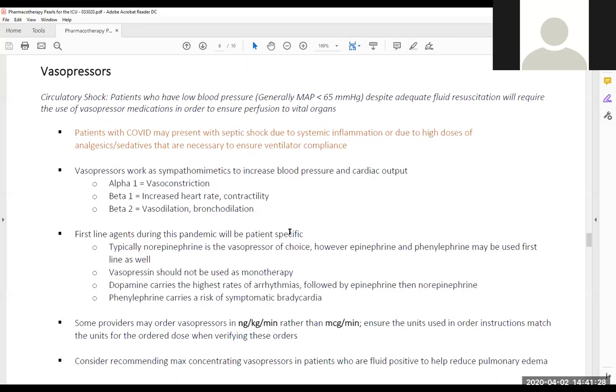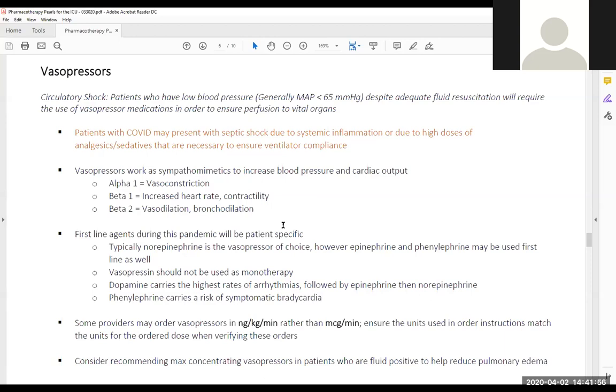Now, we also have vasopressors, which most of you are familiar with. We use these in hemodynamic shock. Oftentimes, you'll probably see these a lot if you've cared for ICU patients before for things like septic shock or cardiogenic shock, whenever fluids aren't adequate enough to maintain an adequate blood pressure to perfuse our organs. With COVID specifically, our patients may present very similarly to septic shock due to systemic inflammation.